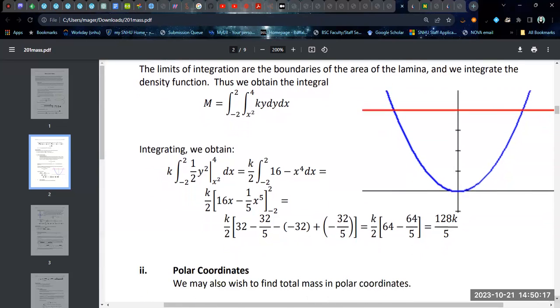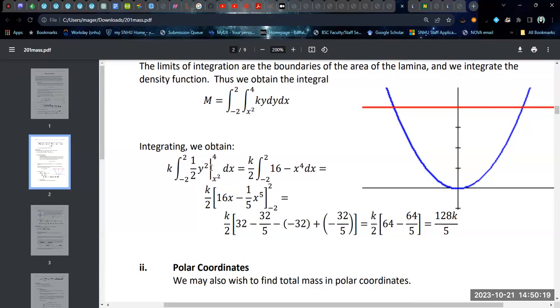So when we start doing the integration, we're going to integrate y. That's going to give us 1/2 y squared, and I pulled the k outside. And then I'm going to plug into that 1/2 y squared, both 4 and x squared. That's going to give me 16 minus x to the 4th, and I pulled the 1/2 outside with the k as a constant. And then I'm going to integrate this with respect to x. 16 will become 16x. x to the 4th will become 1/5 x to the 5th. And then I plug in 2 and -2.